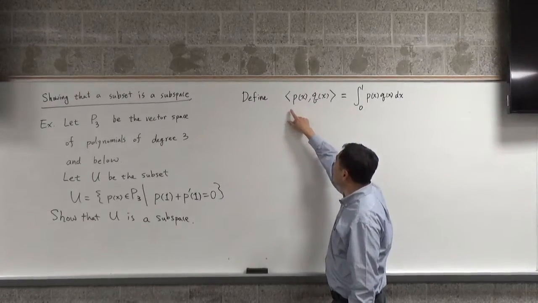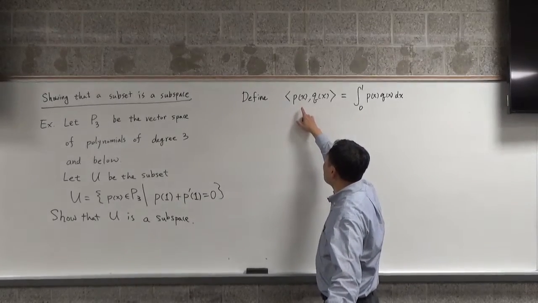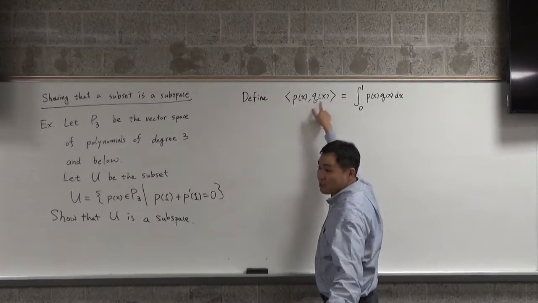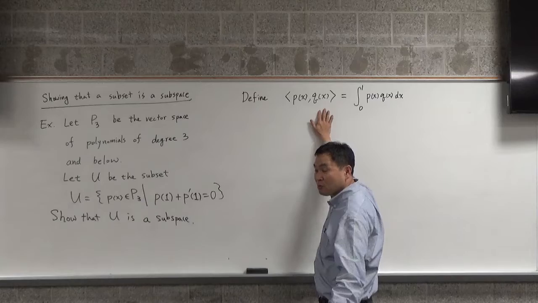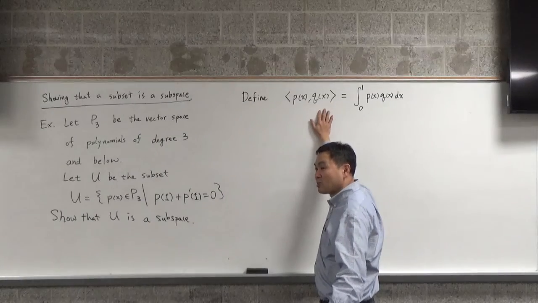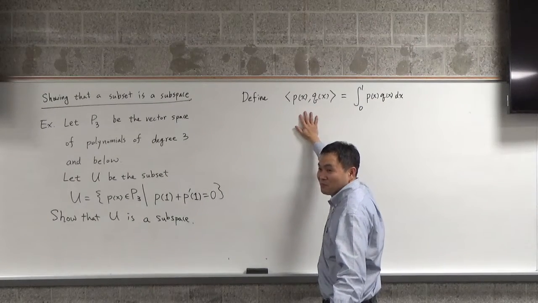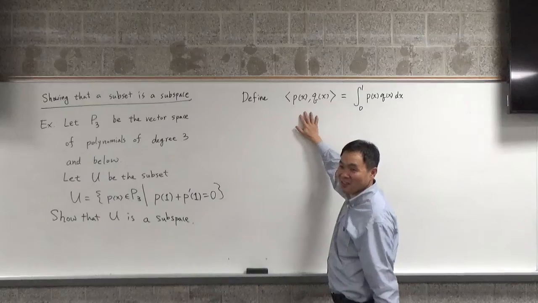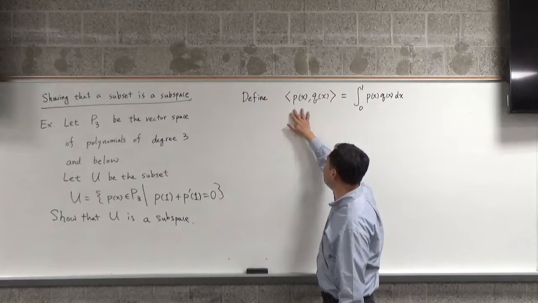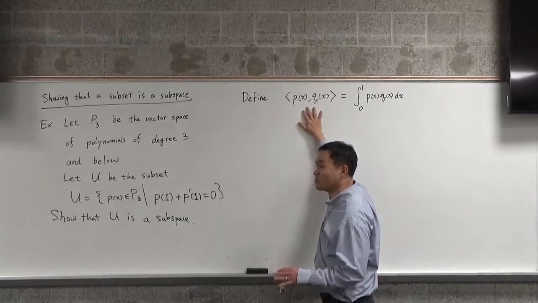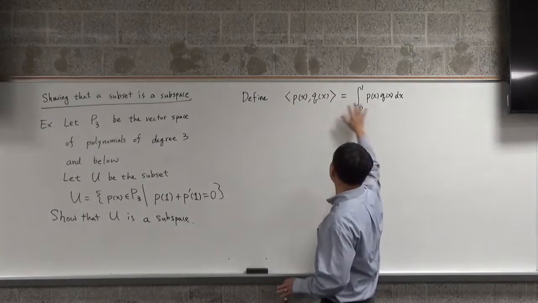So an inner product, in shorthand, people just say this is a symmetric bilinear form. Bilinear means it's linear here and linear here. It's a symmetric bilinear form which is also positive definite. Or people just say it's a positive definite symmetric bilinear form. That's a long word, but that's another way to say what an inner product is. And we define this as that.